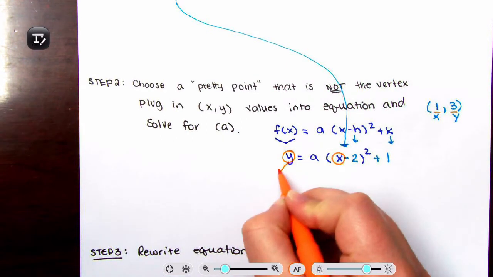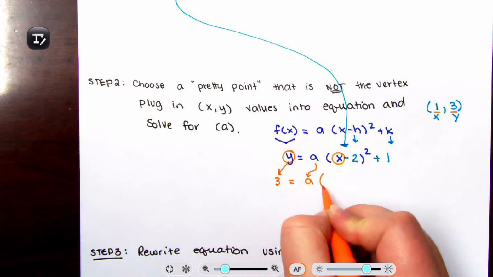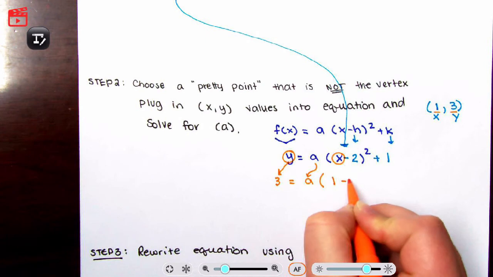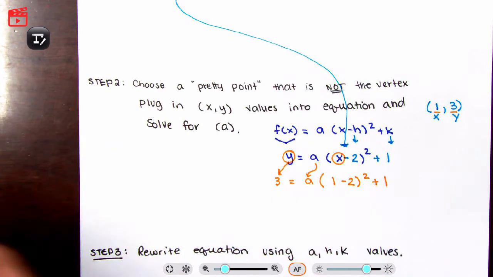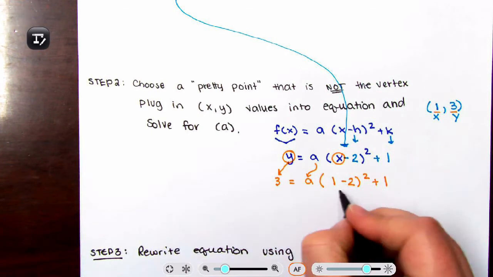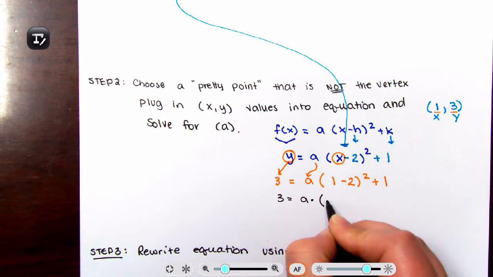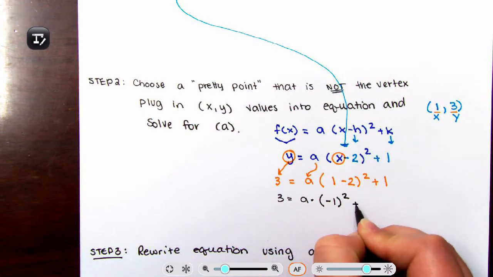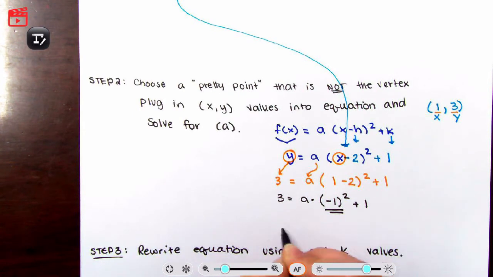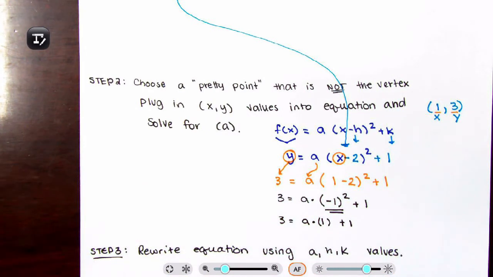So when I'm rewriting it, my y was 3. I'm going to keep a. My x was 1. And the purpose of this is so that you can solve for your a value. I'm going to say 3 is equal to a times 1 minus 2, which is negative 1, squared, plus 1. Evaluate this squared first. So I have a times 1 plus 1. Again, multiplication comes before addition and subtraction, so make sure that you deal with this first.